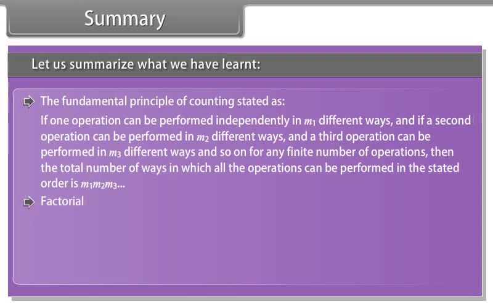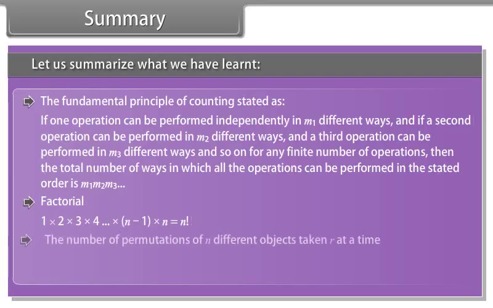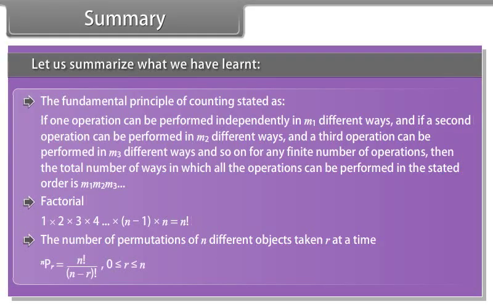Factorial: 1 into 2 into 3 into 4 up to (n minus 1) into n is equal to n factorial. The number of permutations of n different objects taken r at a time, nPr is equal to n factorial by (n minus r) factorial, where 0 is less than or equal to r is less than or equal to n.